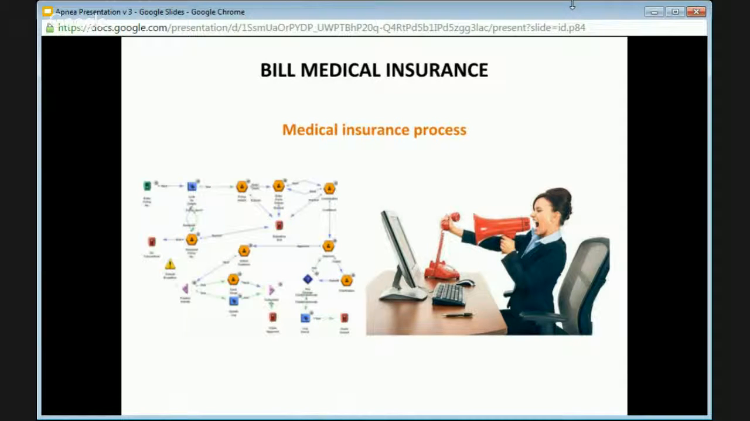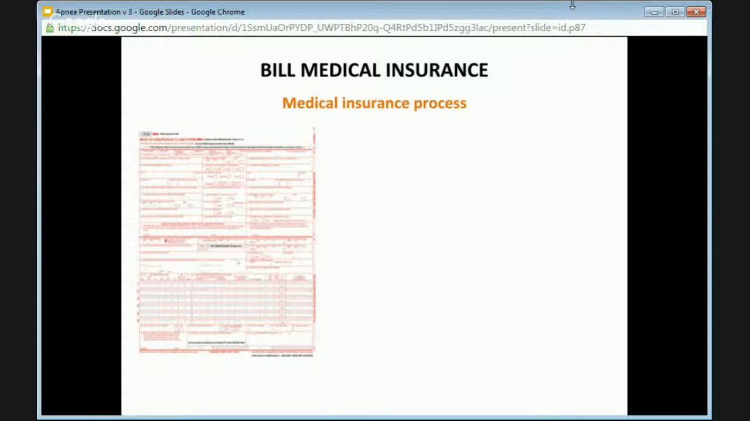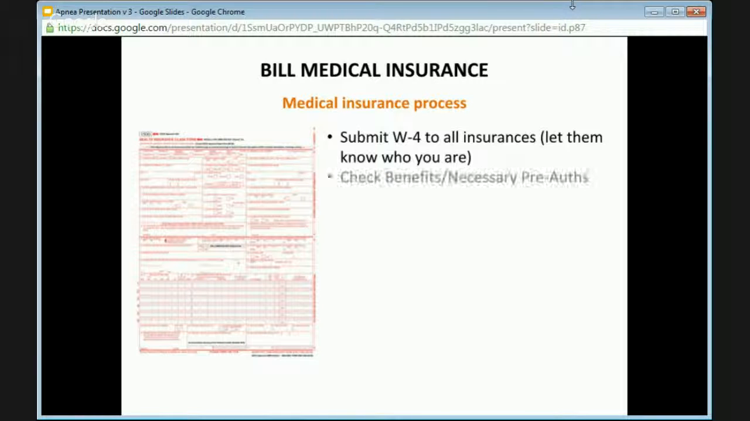Medical insurance can be a bit of a process. It is a process, period. Here's what you need to do, okay? You're going to want to write these things down. You're going to want to submit a W-9 to all the insurances. Let them know who you are, okay? Then when you're getting ready to treat a patient, you definitely want to check their benefits, and you're going to want to check if there's any necessary pre-authorizations.